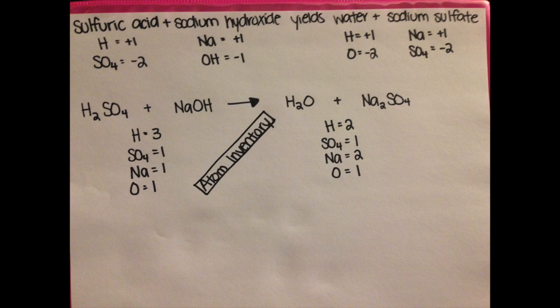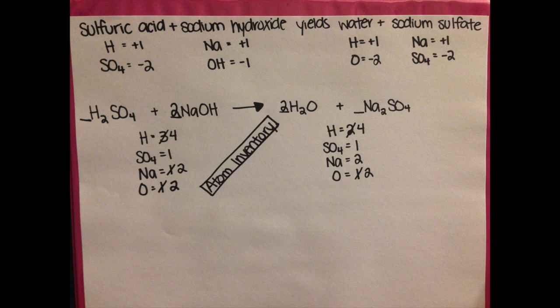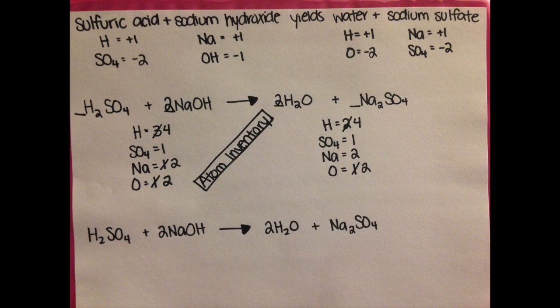So now we do an atom inventory and count the number of atoms per element per side. Since we have to make the atom count equal, we first add a coefficient of 2 in front of the NaOH to get a total of 4 hydrogen atoms, 2 sodium atoms, and 2 oxygen atoms. Next, we put a coefficient of 2 in front of the H2O, and now we'll have 4 hydrogen atoms and 2 oxygen atoms. And now we have a balanced equation.